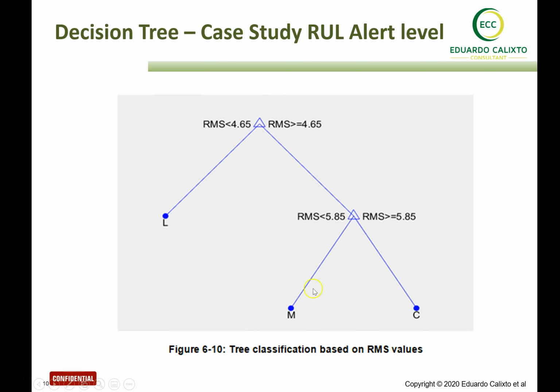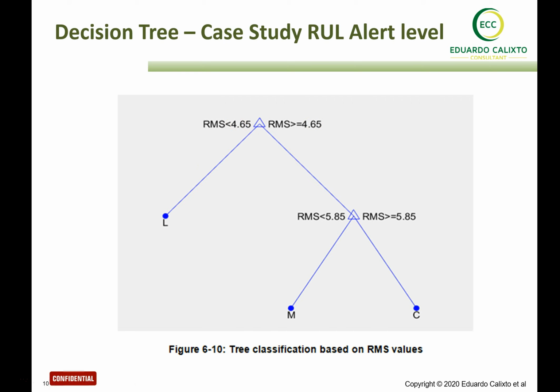Based on this rule, whenever some pump bearing vibration achieves a value higher than 5.85, they will set up an alert, a red alert, that is critical. Whenever it is below 5.85 and higher than 4.65, they will set up an orange alarm as moderate, for example, and when the value is lower than 4.65, they will set up a yellow alarm or no alarm. So it depends how you configure it.